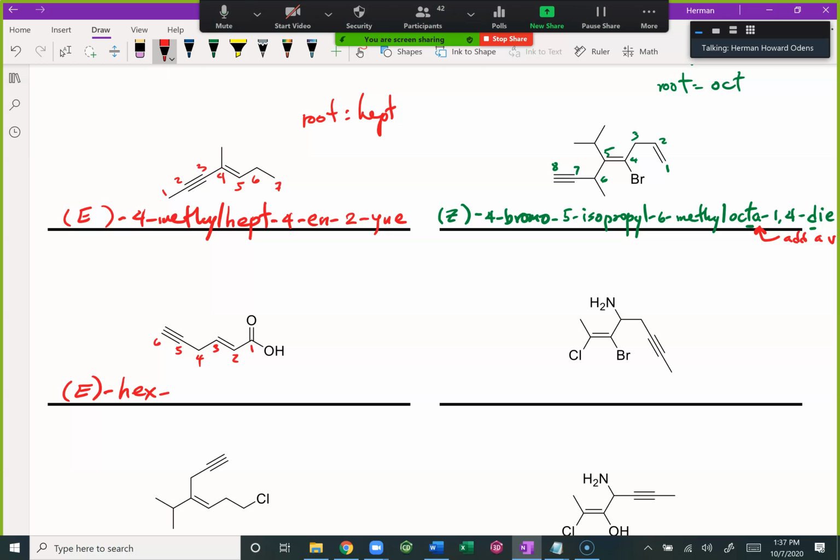Excellent. That's right. So E hex 2-ene 5-ine. Notice that we're dropping the E here on ine. We're dropping it to put the root ending oic acid because it's a carboxylic acid. So the root here is hex, and the ending is oic acid. Lucas Weiss, that was good.